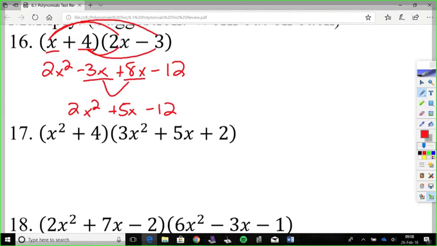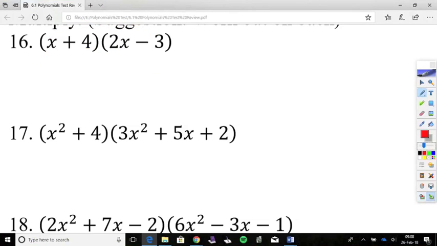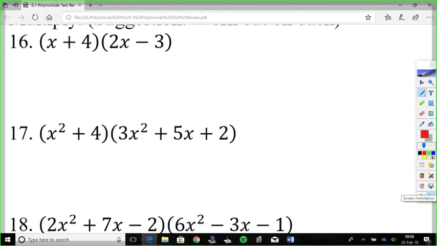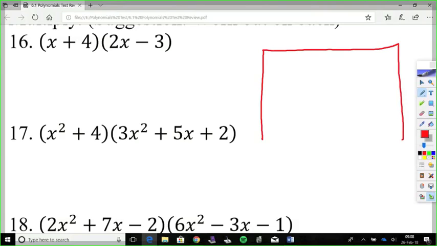Okay. Now with number 17, 18, and 19, here's my advice to you. I make a multiplication table. It makes things a little easier and a little more organized for me. So, to make your multiplication table, have one polynomial on the top and one on the side. I'll put the x squared plus 4 on the side. So x squared and the positive 4 term are there on the left.